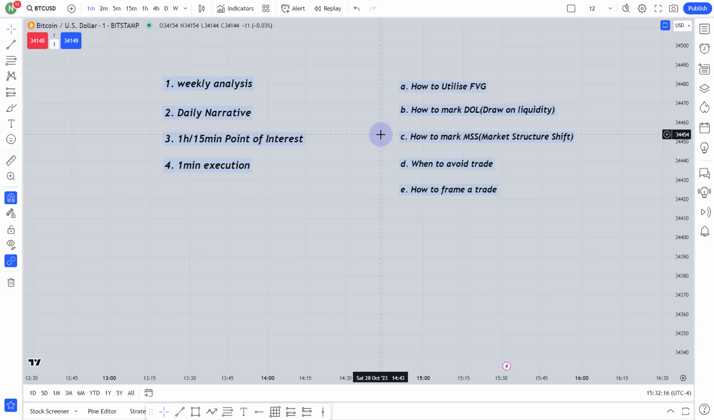Okay? You have to mark the drawn liquidity. Always I mark the equal lows and equal highs. I am showing you every day how to mark the drawn liquidity. So you have to mark the drawn liquidity after utilizing the fair value gap.